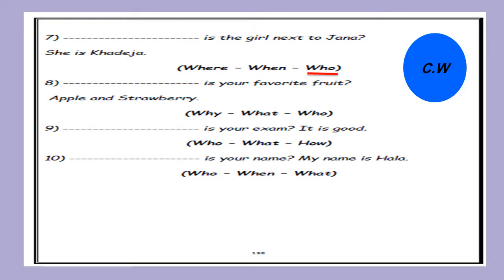Number 8. Space is your favorite fruit. Apple and strawberry. Why, what, or who? What's the right answer, Primary 2? I'm asking about something you can eat. I will use what is your favorite fruit. Number 9. Space is your exam. It is good. The right answer. How is your exam? Number 10. Is your name? My name is Hala. Of course, what is your name?